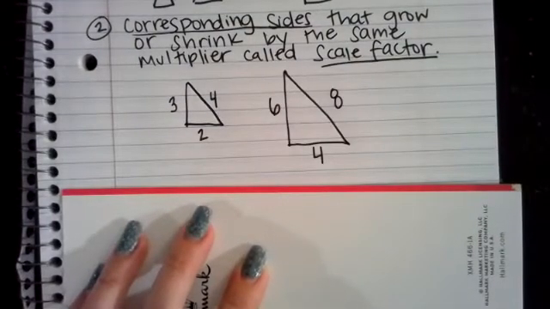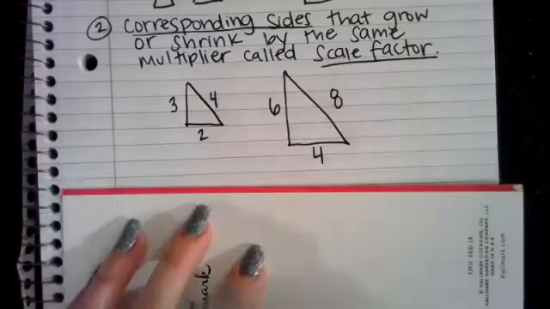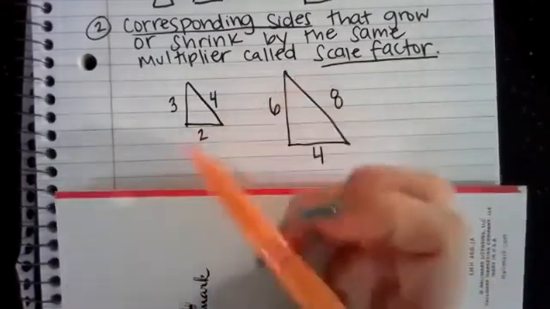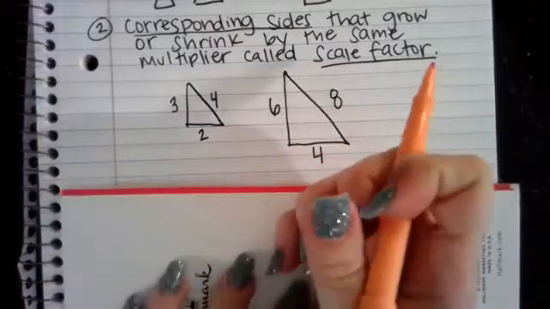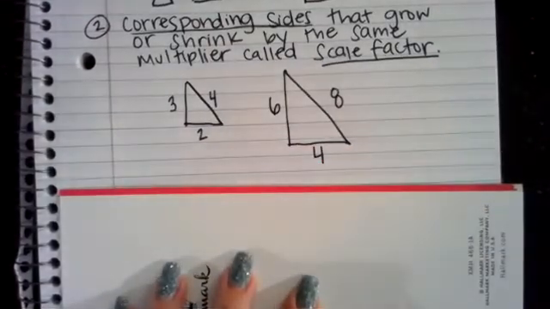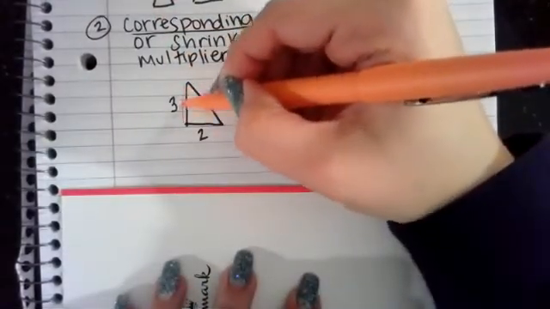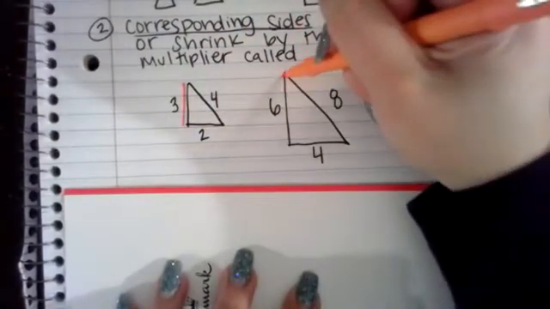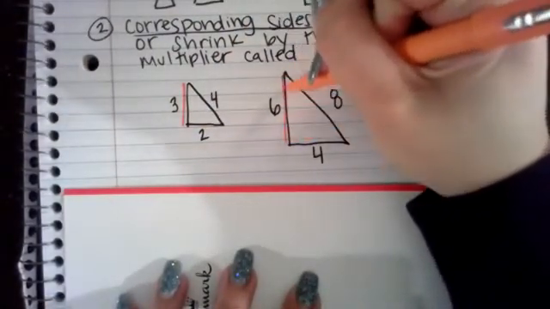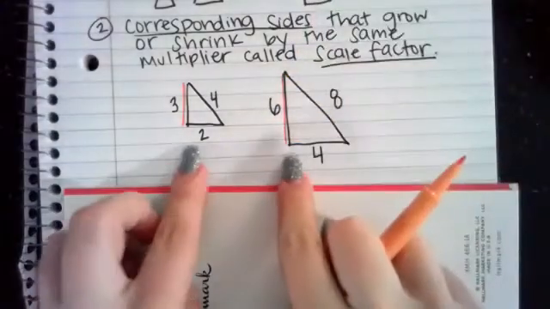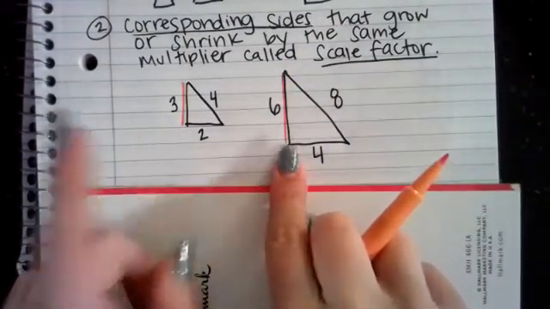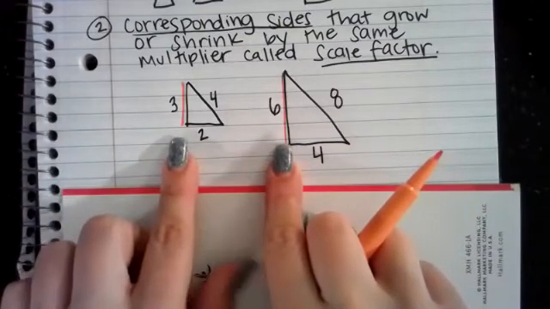Okay, so if these two triangles are similar to each other, if I look at the corresponding sides in each triangle, I'm going to take my first color and label the first pair of corresponding sides. So this side right here with 3 corresponds to this side of the larger triangle. They are the same side of the two different triangles. They're both the left side of the triangle.